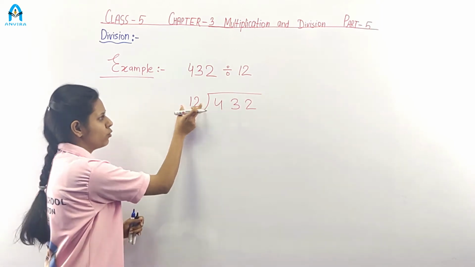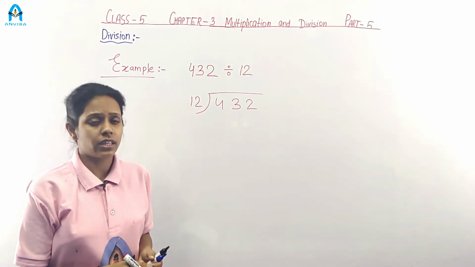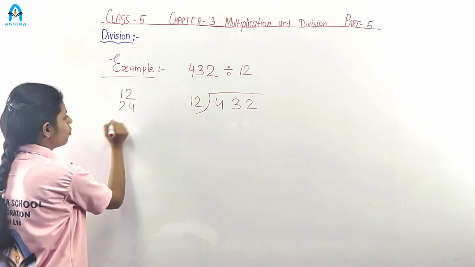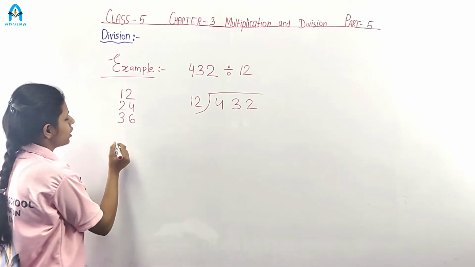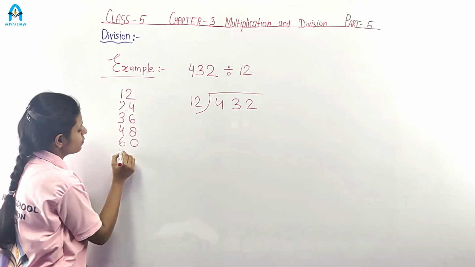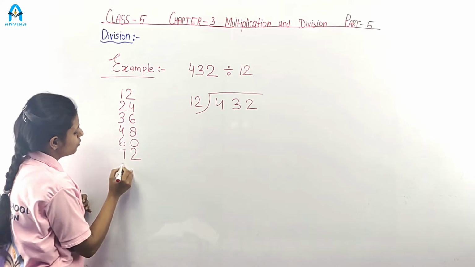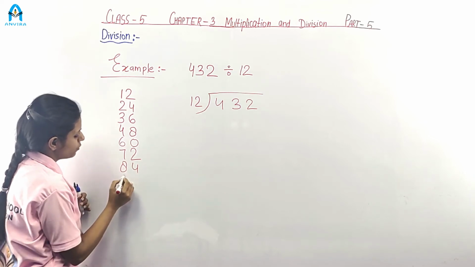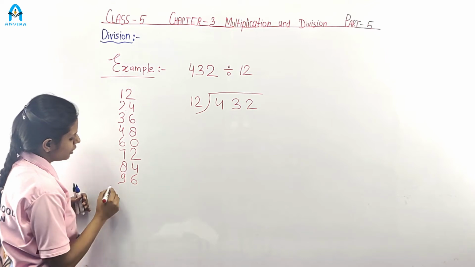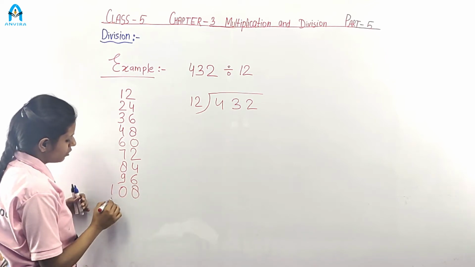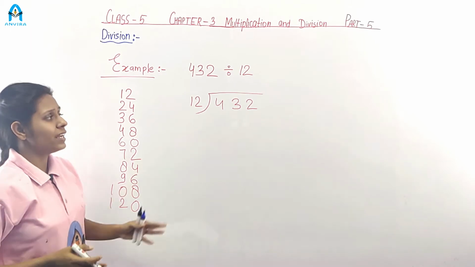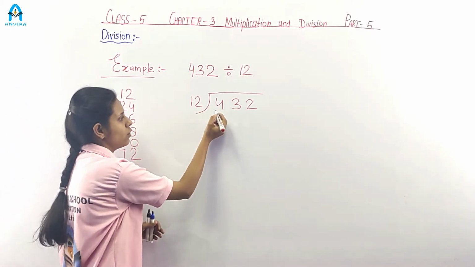First, we need the table of 12. Let's start the table of 12. 12 ones are 12. 12 twos are 24. 12 threes are 36. 12 fours are 48. 12 fives are 60. 12 sixes are 72. 12 sevens are 84. 12 eights are 96. 12 nines are 108. And 12 tens are 120. This is the table of 12.